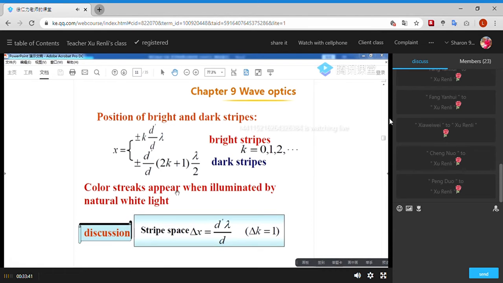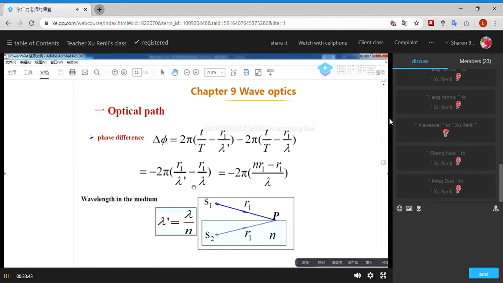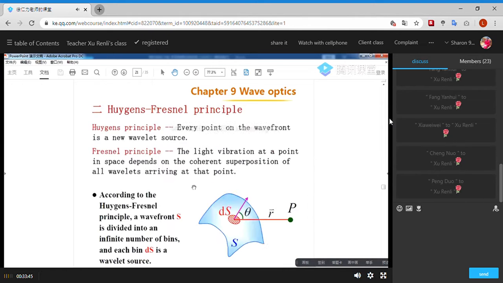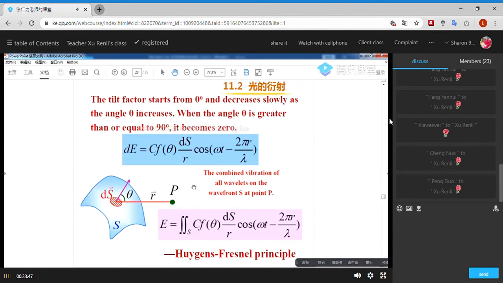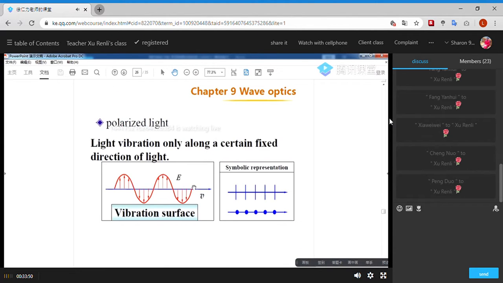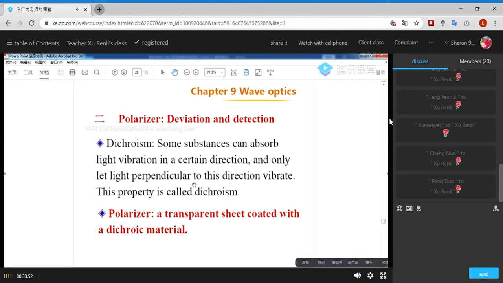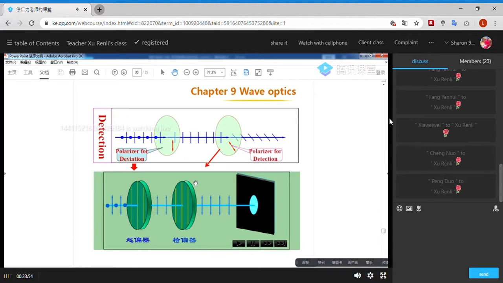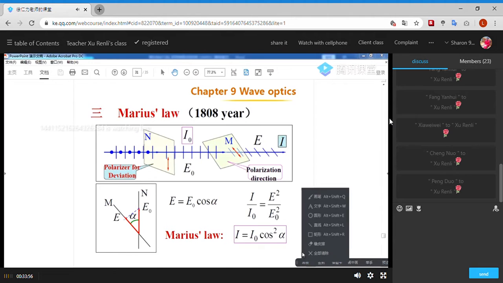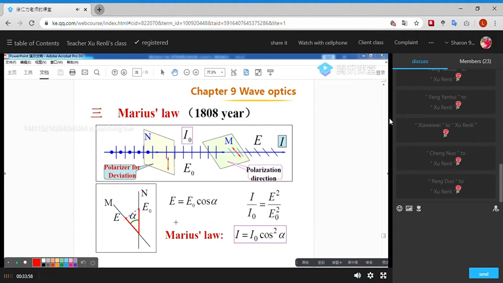And the another is the Malus law. Malus law is cost more than 10 scores. It's about the polarization property of light. Malus law here is this formula. So these two formulas are important in this chapter.